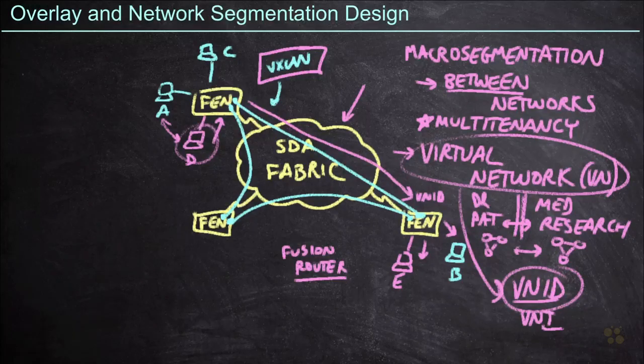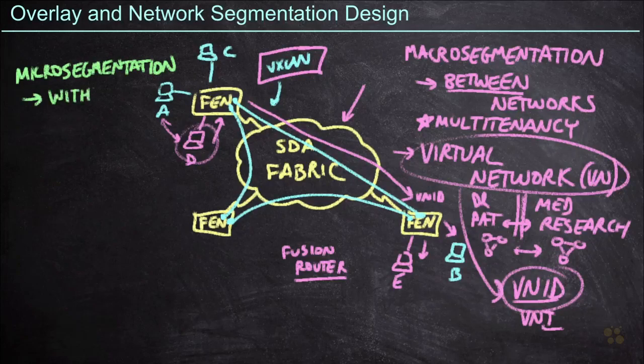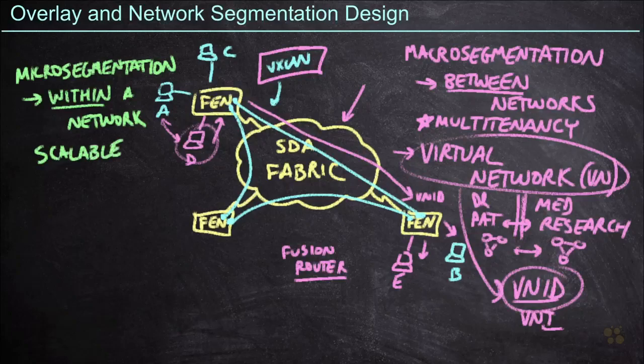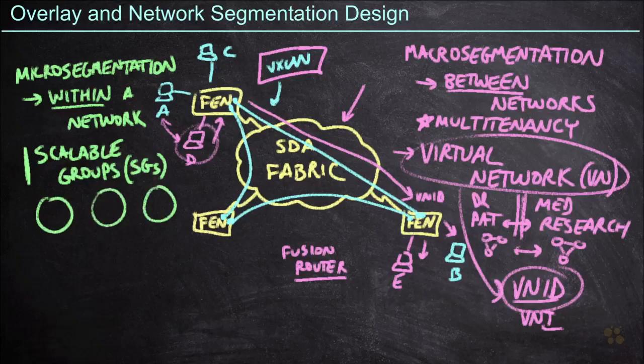Now, the second type of segmentation that we need to be aware of is microsegmentation. Microsegmentation would be segmenting network traffic within a single network. In a similar fashion to macrosegmentation, we're going to organize our clients into different groups, but this time those groups are going to be called scalable groups, or SGs. We can divide one virtual network into many scalable groups. Each scalable group is going to be a collection of hosts that have similar policies applied to them. And all hosts existing within a scalable group can all communicate openly with one another.